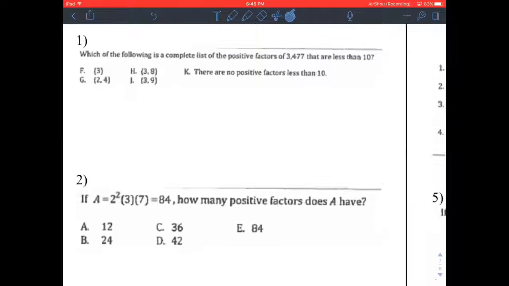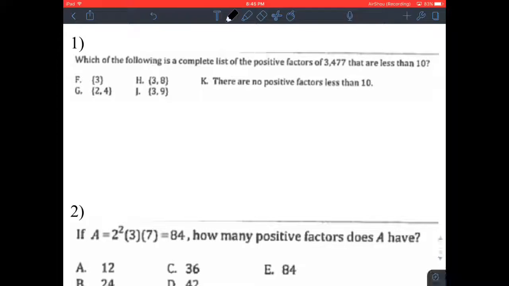Okay, let's look at an example. Which of the following is a complete list of the positive factors of 3,477 that are less than 10? All right, so let's start out with number 1, which is obviously a factor, but we're not listing 1, even though it says a complete list. Weird to me, because it's not any of the choices. 2, does 2 go into it? The answer is no, because it's not an even number. It doesn't end in a 0, 2, 4, 6, or 8.